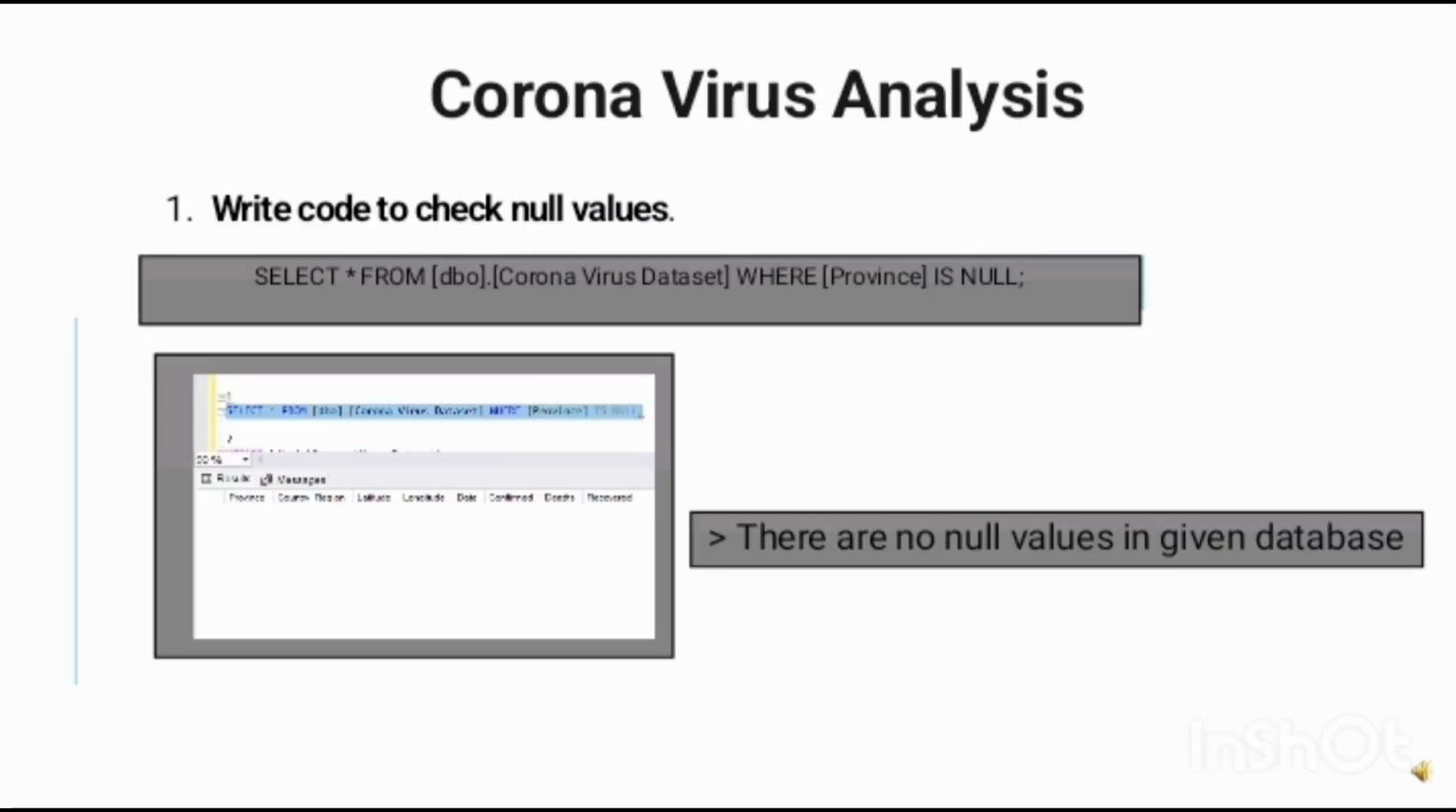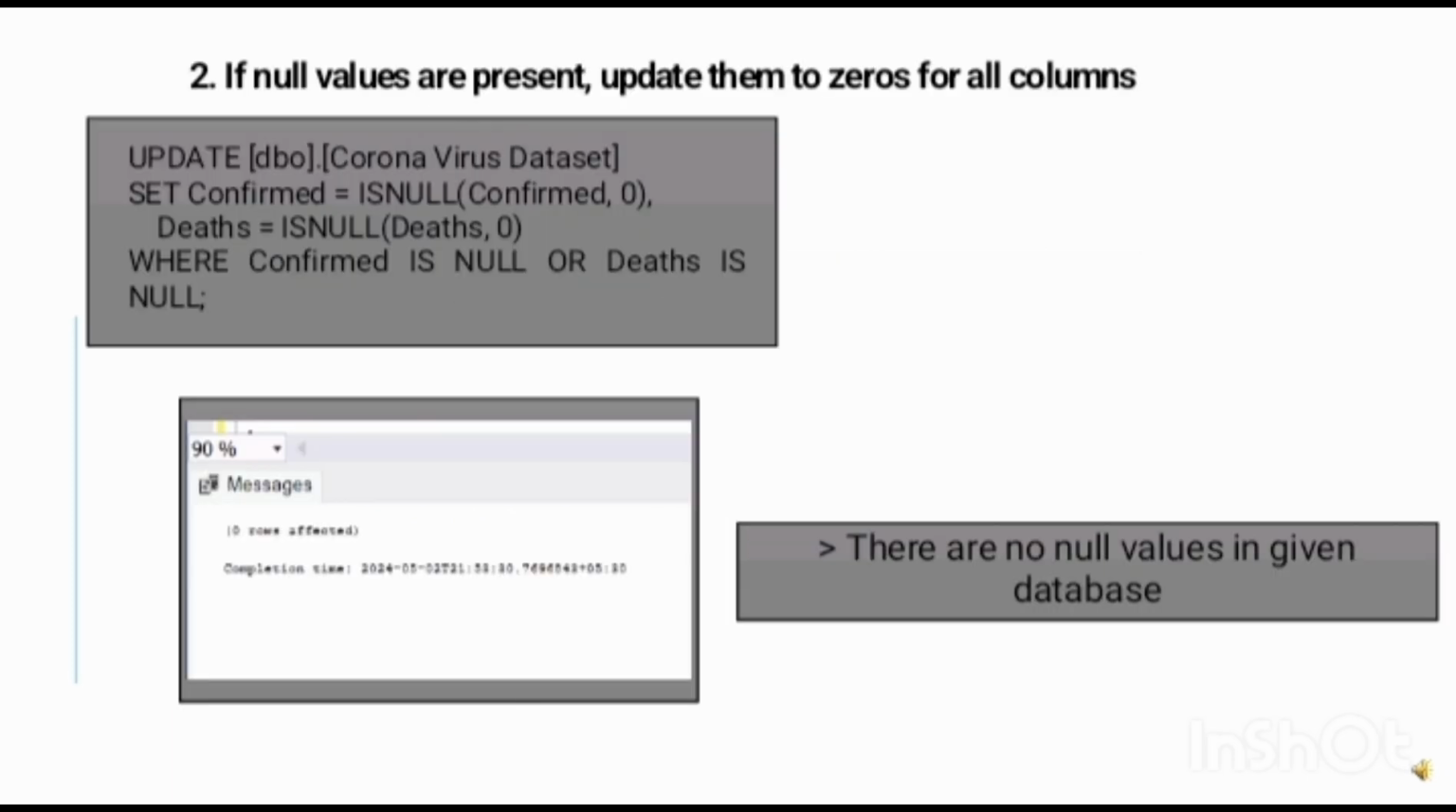First query: write code to check the null values. Here is the code that I have written, and the output is that there are no null values in the given dataset. Second query: if null values are present, update them to zeros for all columns. The output is that there are no null values in the given dataset.